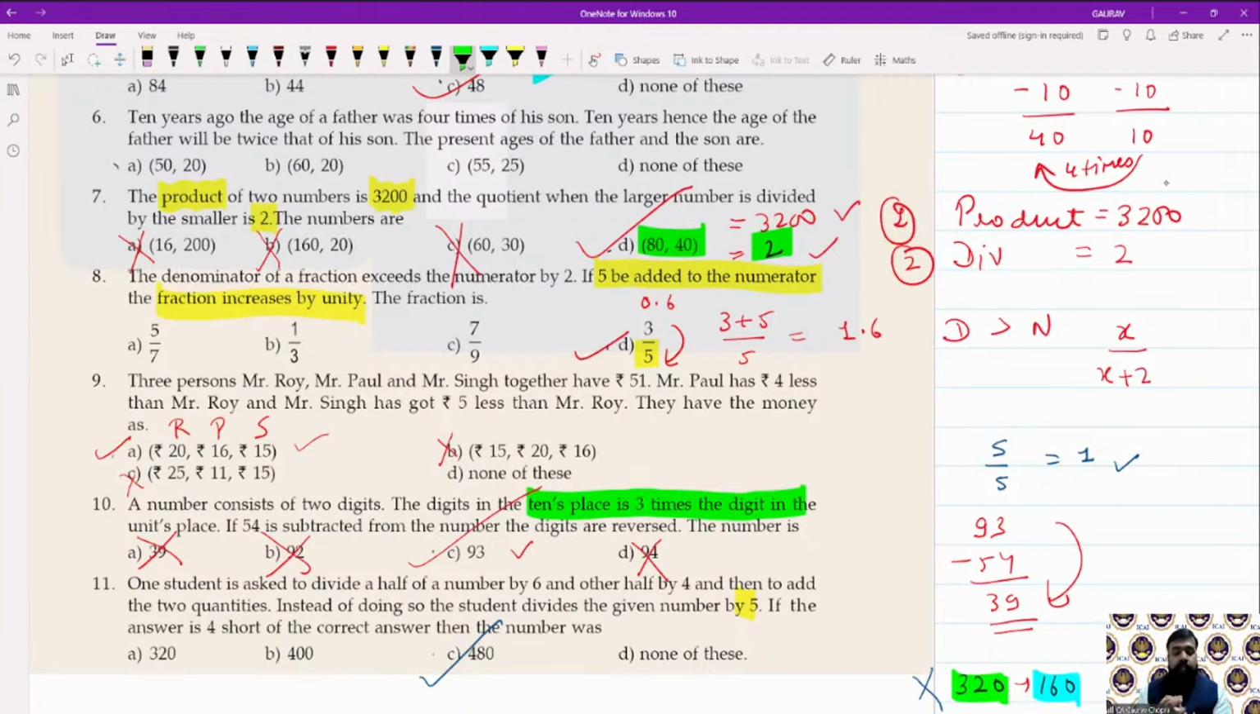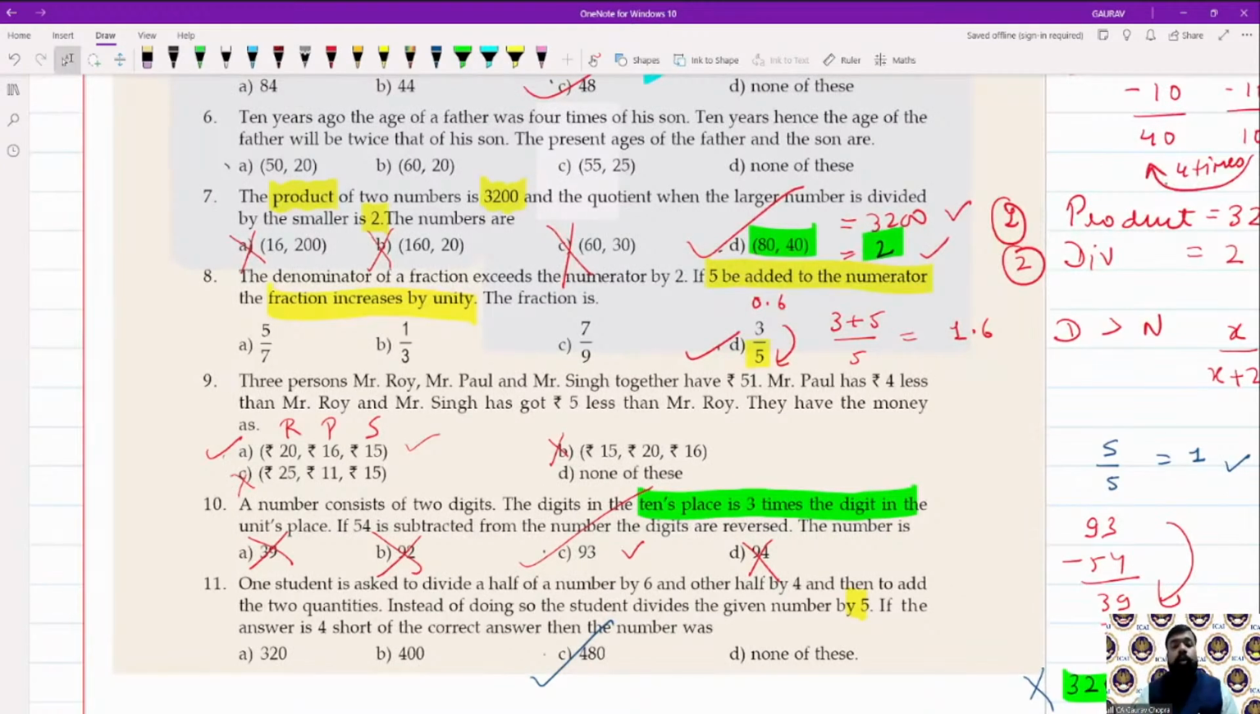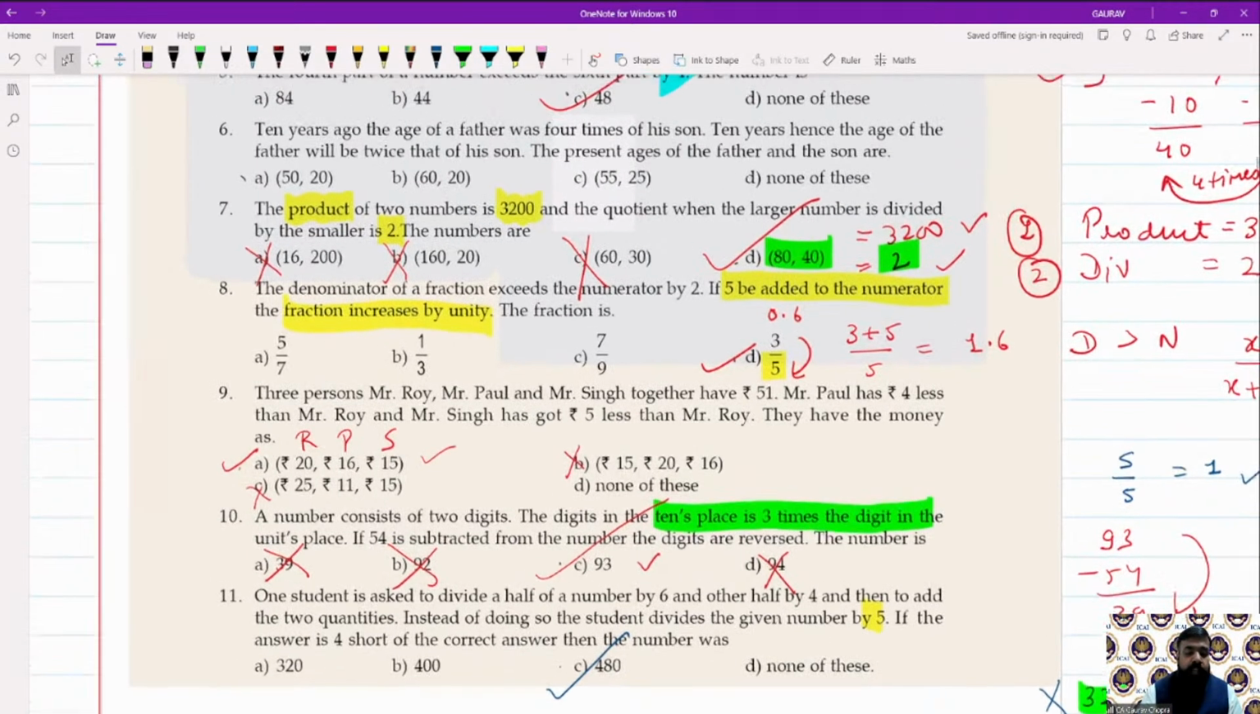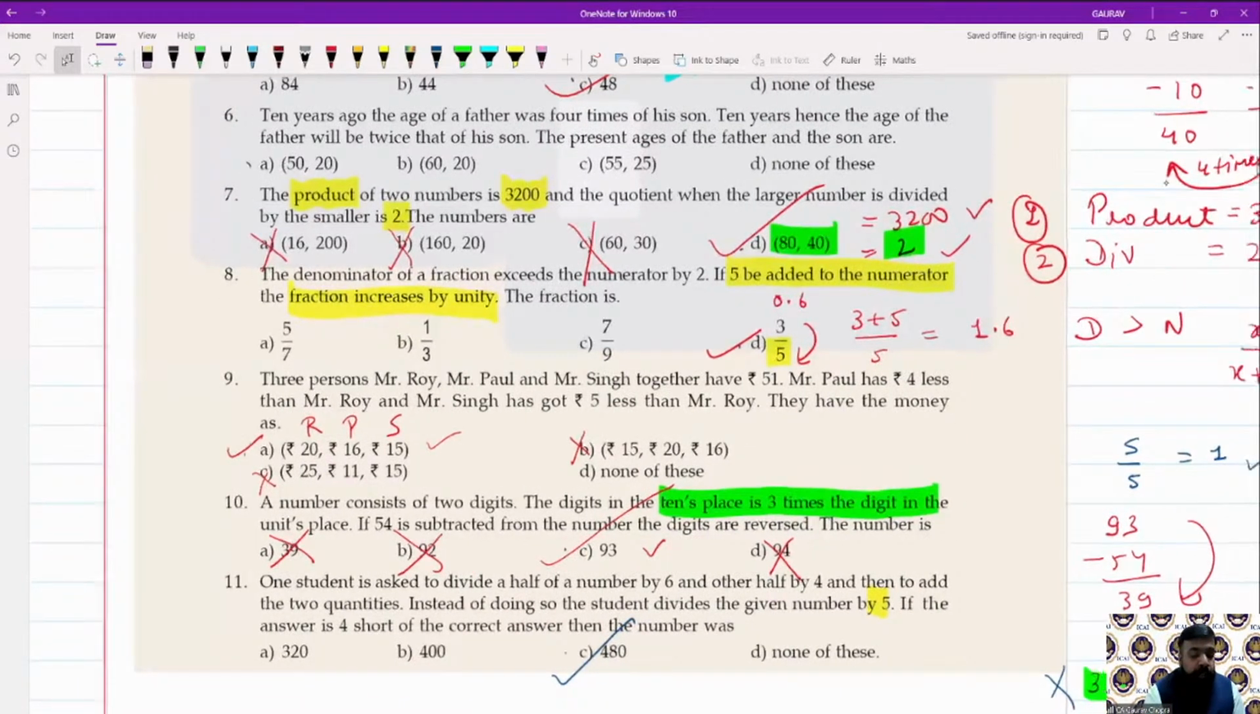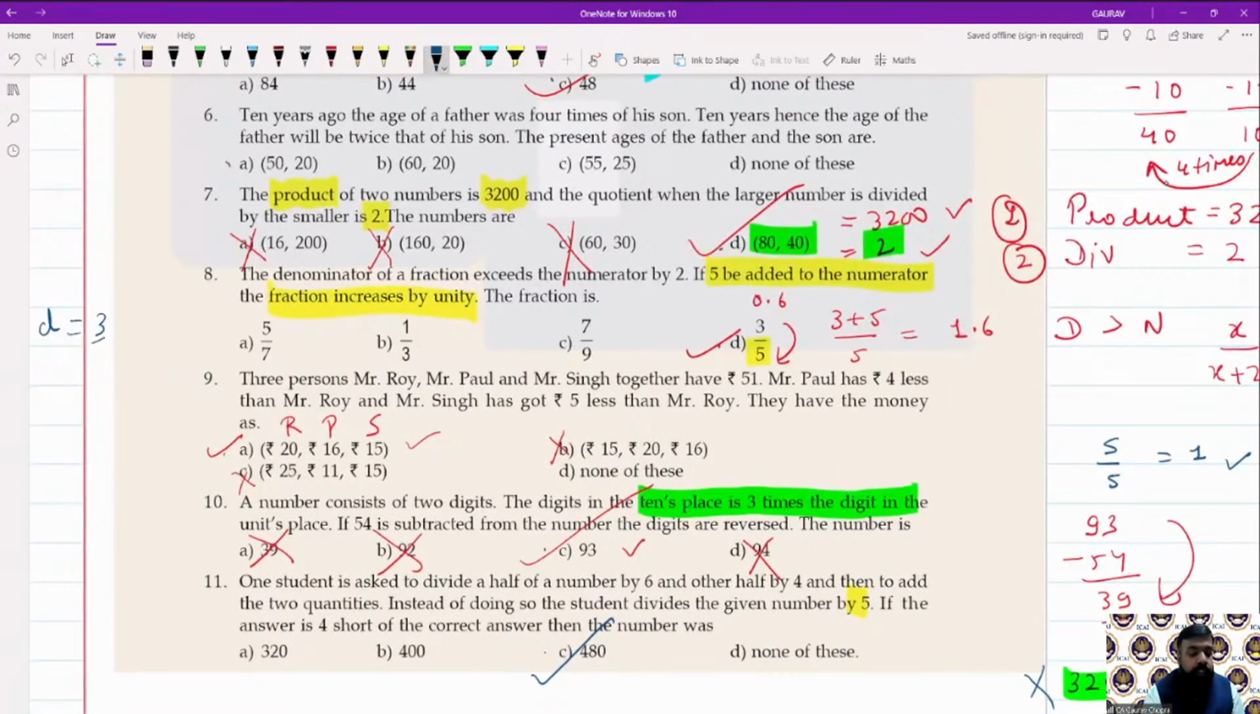But second condition में क्या लिखा है? If we add 5 to the numerator, अगर हम 5 add कर दें तो पूरा नंबर जो है 1 से इंक्रीज हो जाएगा. So only option number D is satisfying this condition. Option D में क्या given था? 3 by 5, that is 0.6. And now we are adding 5 to the numerator. So the result is 1.6. तो हमारा जो आंसर है वो कितने से इंक्रीज हुआ? बाय यूनिटी, बाय 1. Therefore, option number D is correct.